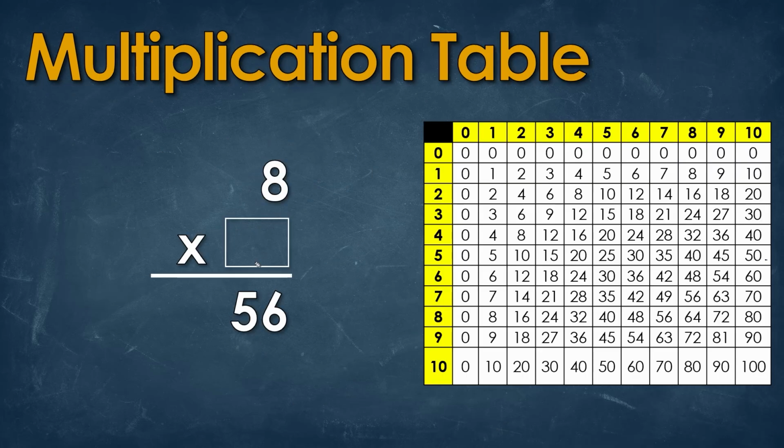In this video, we're going to learn how to find an unknown number using multiplication. Determining the unknown value is looking at whatever number we have here and figuring out how do we multiply it by to get the value that we see down here at the bottom.